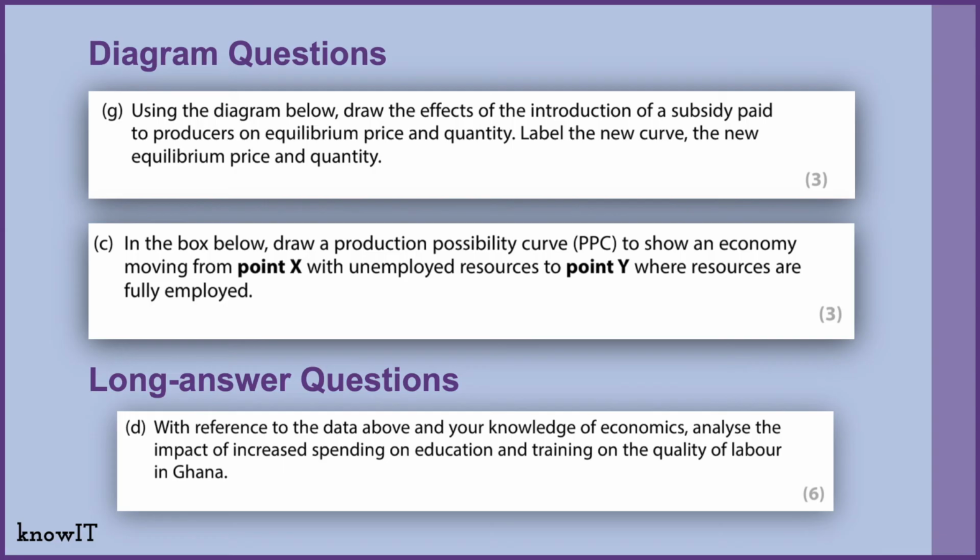And then the next question is also a diagram one, but in this one, you draw your own diagram without a given one in the exam paper. So as it says, draw a production possibility curve to show an economy moving from point X with unemployed resources to point Y, etc. This is also for 3 marks. So as you can see, these questions range from 3 to 4 marks, maybe 5, but not usually. They can be for 5 marks or 6 marks if the question requires you to explain what your diagram is showing.